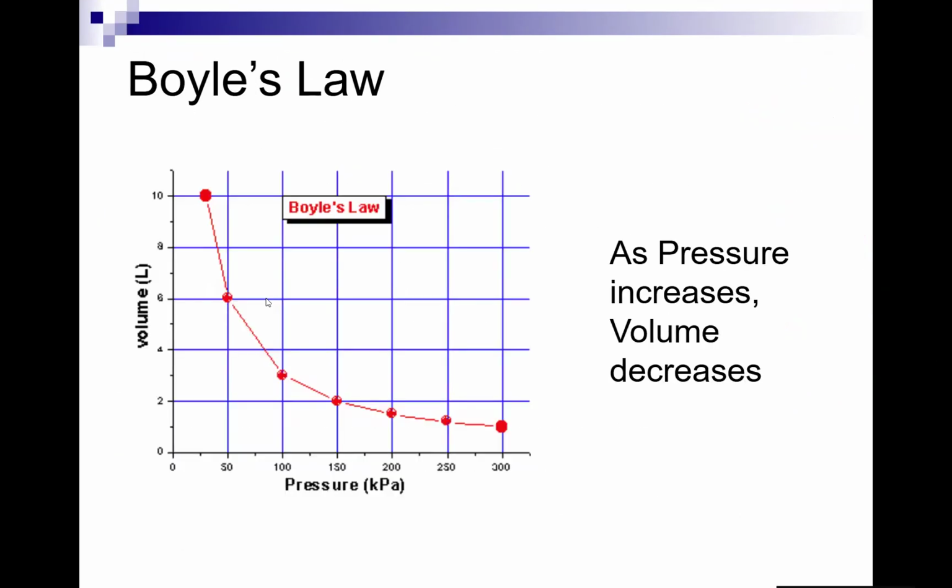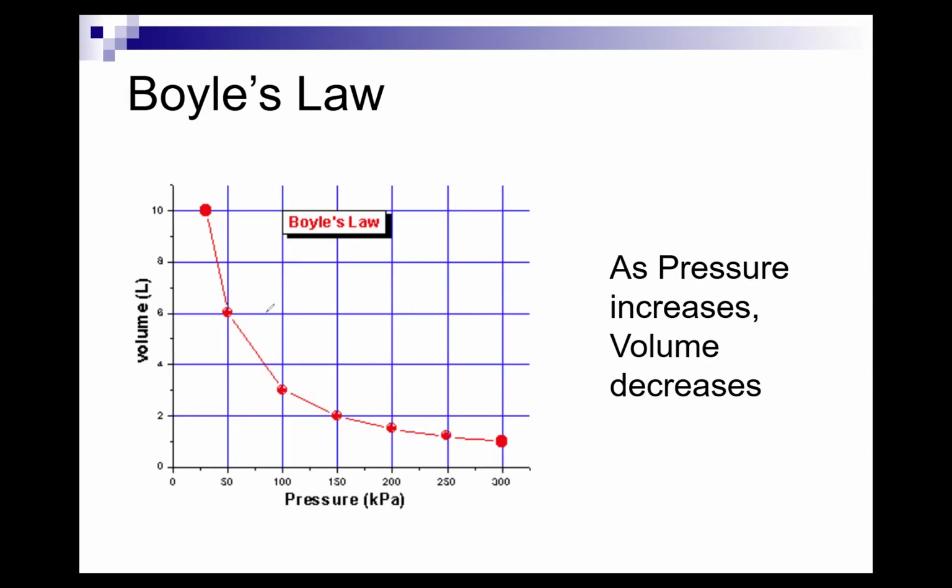He graphed his results, where he said, okay, I have a pressure at 25, my volume's at 10. Pressure at 50, my volume's at 6. 100 is my pressure, 3 liters is my volume, and so on.